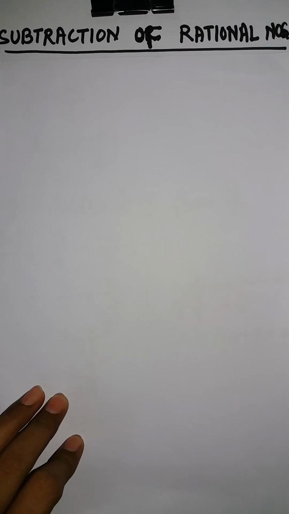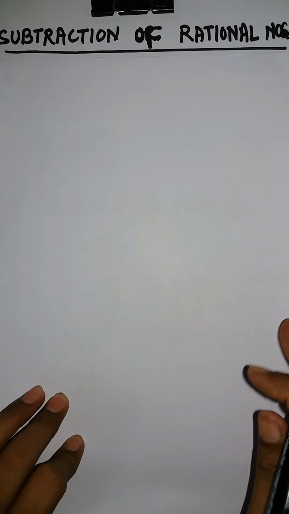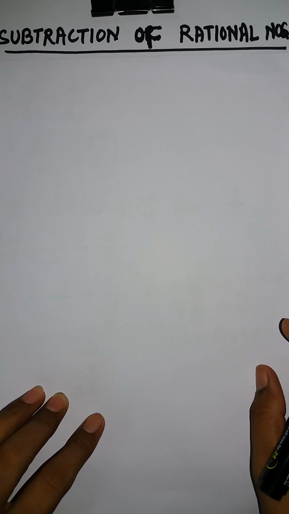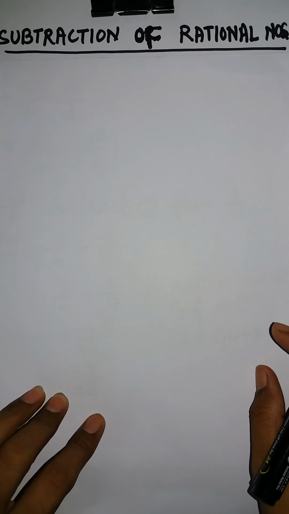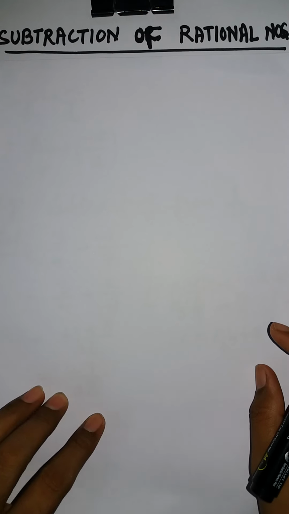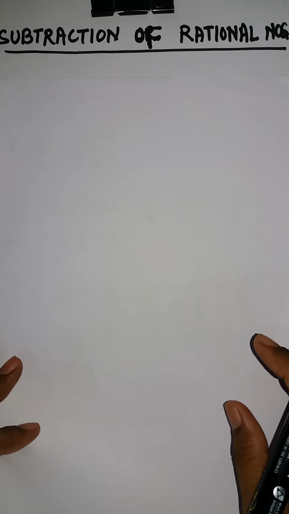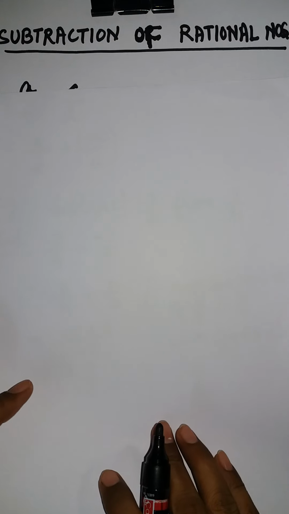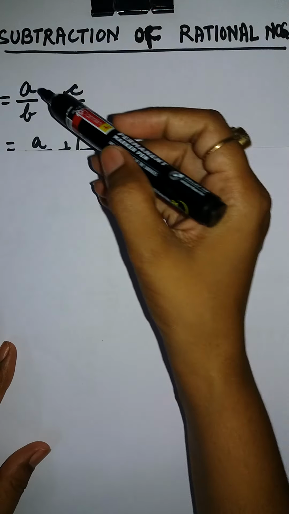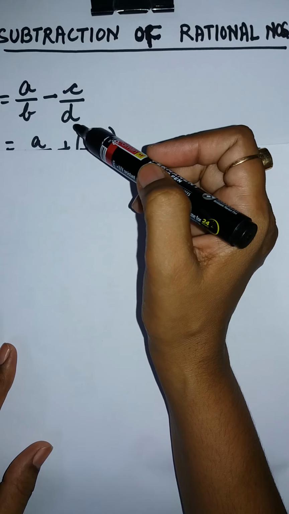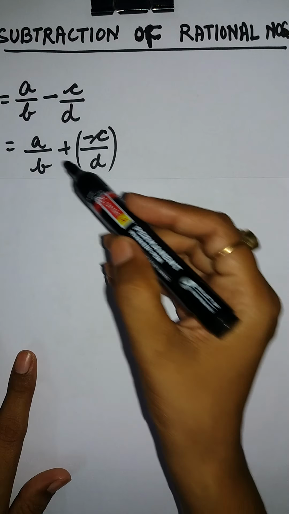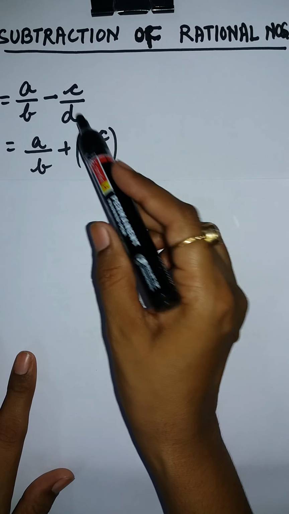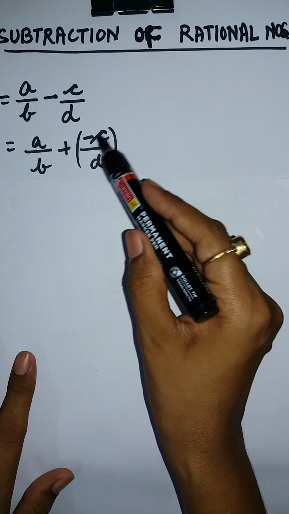Subtraction of rational numbers. Subtraction, as you know, is inverse of addition. That is, we add the additive inverse of the number. Thus, if we have a by b and c by d, two rational numbers with us, then a by b minus c by d equals a by b plus the additive inverse of c by d, which is minus c by d.